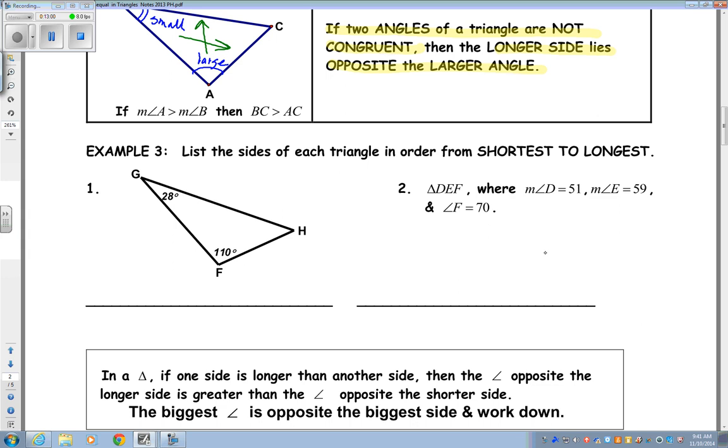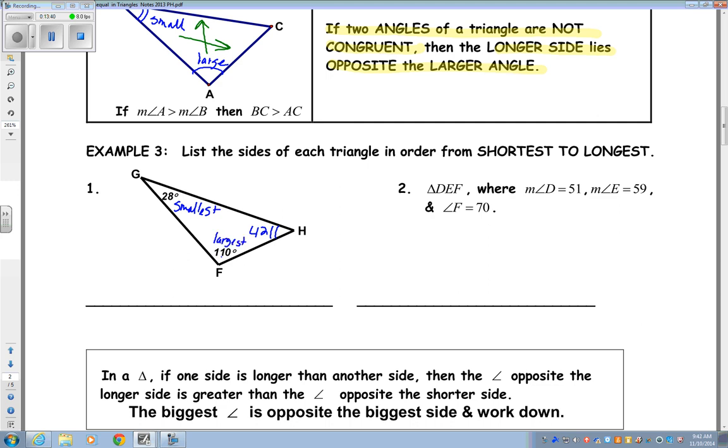So we're going to put our sides in order from shortest to longest. So we know that this is 28 degrees, 110. Could we find our missing angle H using what we know about triangles? Yes, okay. What's the measure of the missing angle? 42. All right, so we got 42. All right, now we can compare them. We see now which angle is our smallest angle. G. Okay, so this one's our smallest. And the 110 is obviously our largest.